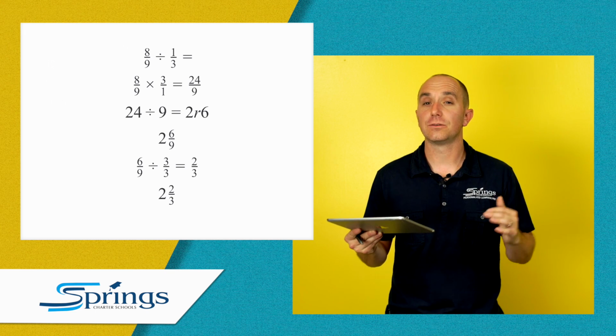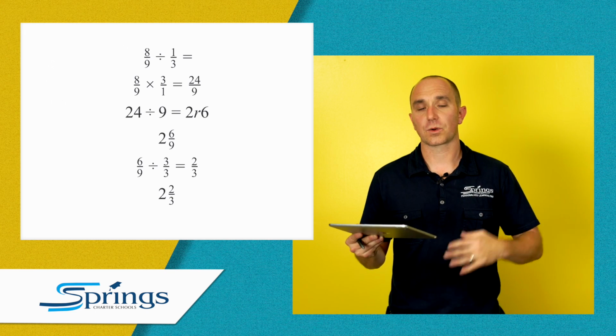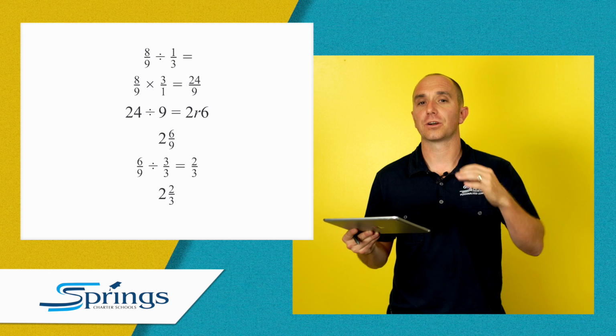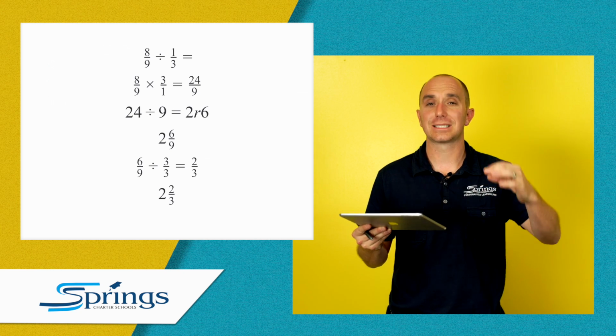So we have 24 divided by 9. Well, that's going to go in 2 times with a remainder of 6. So my whole number is 2. My remainder goes on top of my denominator. So I have 2 and 6/9.